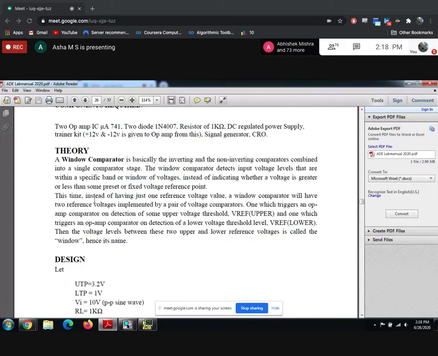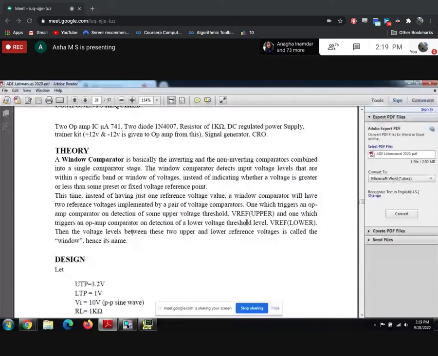Instead of having just one reference voltage value, a window comparator will have two reference voltages, one is LTP and one is UTP, implemented by a pair of voltage comparators. One triggers an op-amp comparator on detection of some upper voltage threshold. That is the V reference. Whatever reference point we take, we call it the V reference of the upper point, and one triggers an op-amp comparator on detecting the lower voltage threshold level.